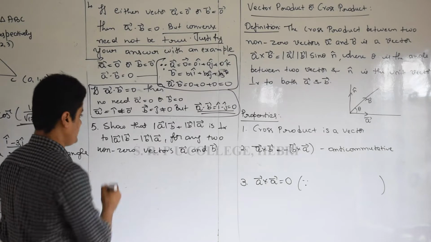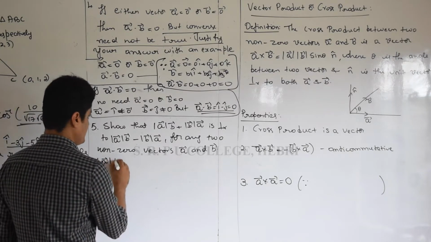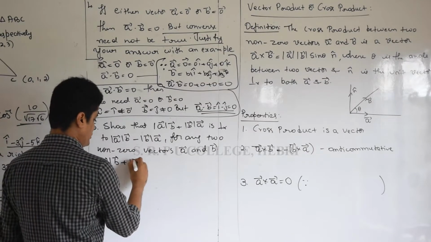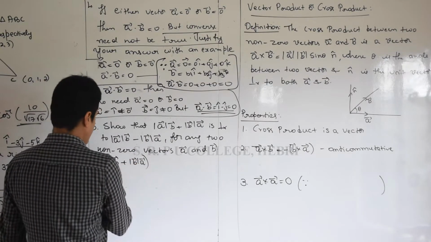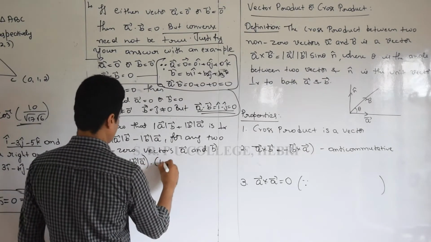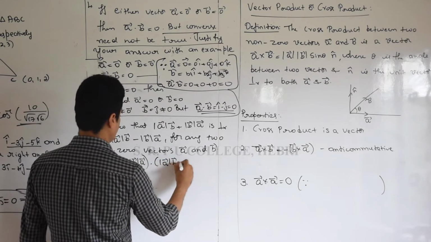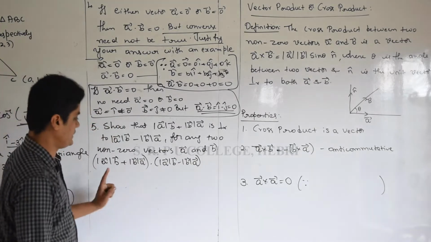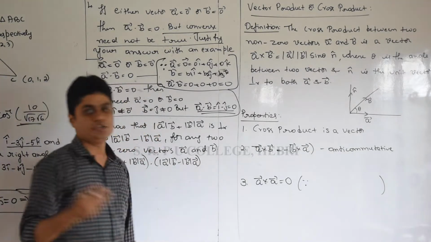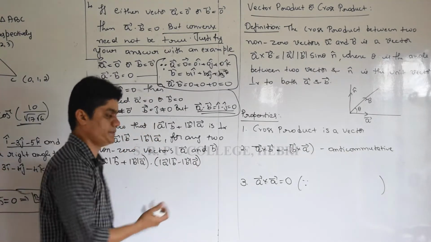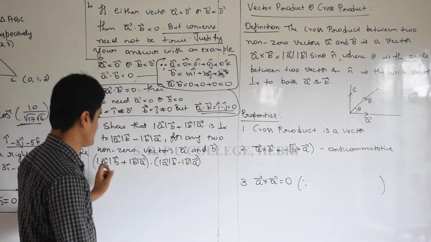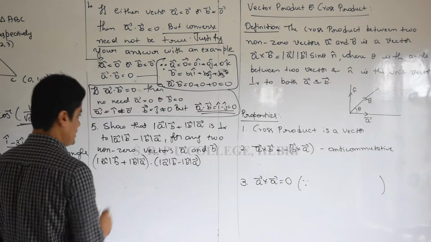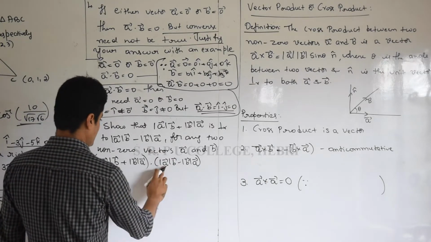Show that magnitude of vector A into B, this is not dot product, simple multiplication, plus magnitude of vector B into vector A is perpendicular to magnitude of vector A into B minus magnitude of vector B into vector A. When is something perpendicular? When their dot product is 0, you proved that they are perpendicular to each other. So our only work to complete this is to prove that the dot product is 0. So observe carefully. Take the dot product, what happens?